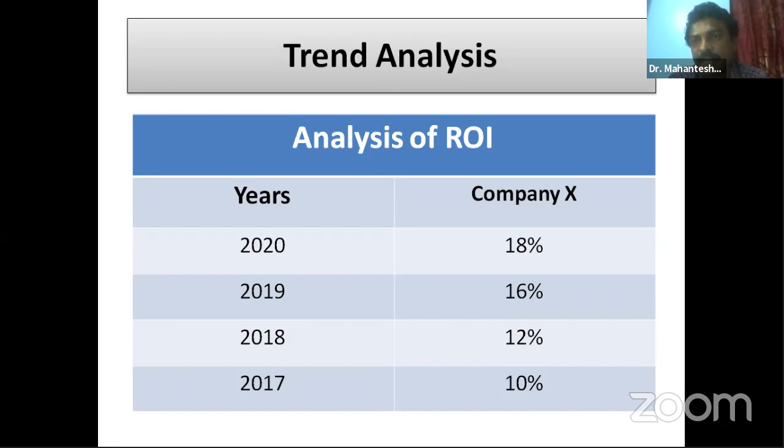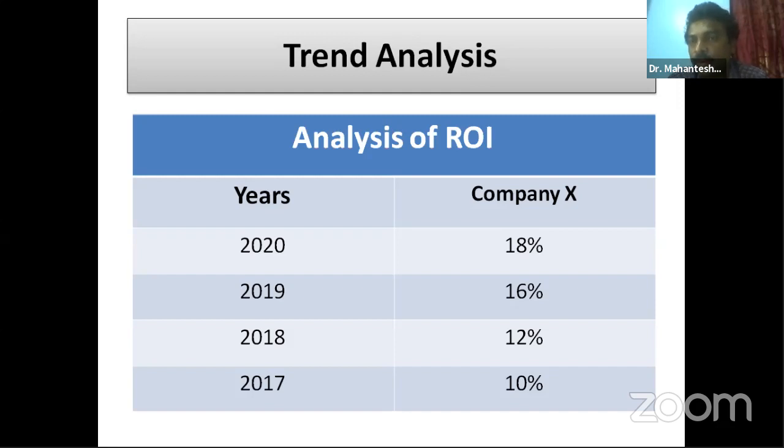But to put it simply, trend analysis is the comparison of the current year's or current period's financial performance of an organization with its own previous years' or previous periods' performance. Comparing the 2020 performance with 2019, 2018 and 2017 is what we call trend analysis.